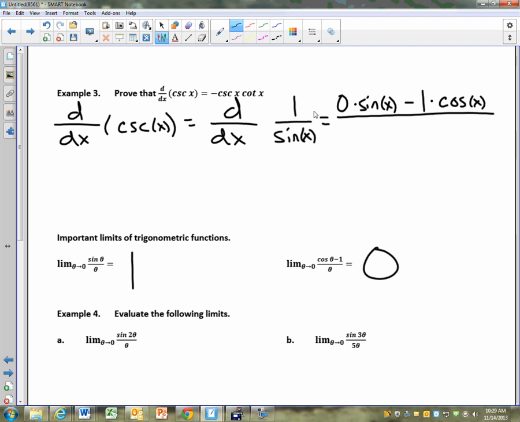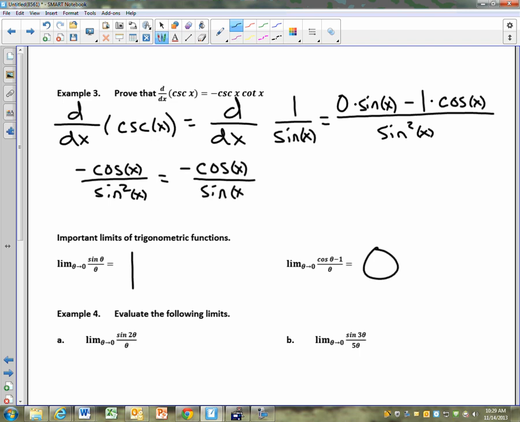All over what? Sine squared. What does that simplify to? Negative cosine of x over sine squared of x. Any idea how I might rewrite that? What step do we need to see? Negative cosine of x over sine of x times 1 over sine of x.